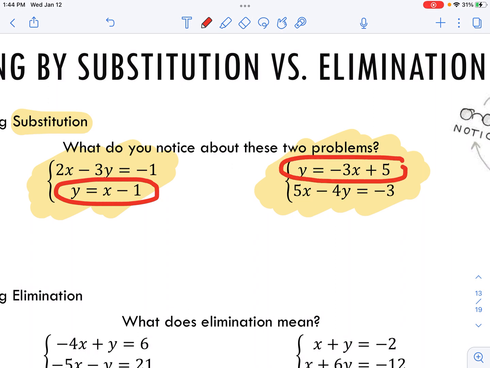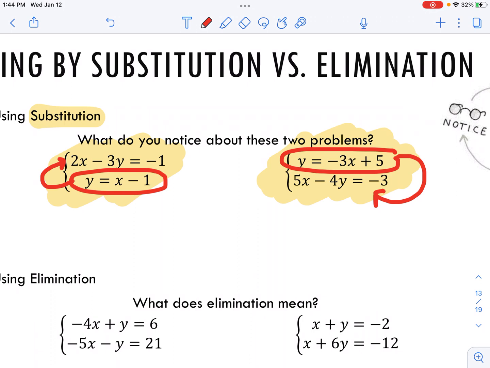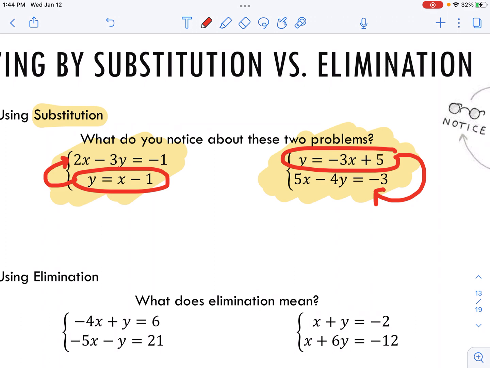So when we use substitution, we notice that one of our variables is already solved for. Since y is equal to the expression x minus 1, I can substitute that into my first equation. Similarly, in the second one, I have y is equal to negative 3x plus 5, and in theory, I can substitute that into my second one. So if you ever notice that one of your equations already has a variable solved for, we can always plug it into the second one. And that's really going to prompt us to use substitution.